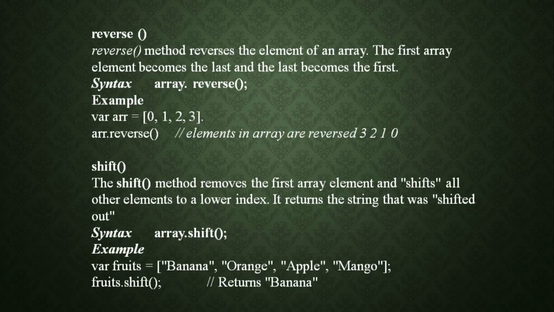Next method is reverse. Reverse method reverses the elements of an array. The first array element becomes the last and the last becomes first. If you observe the example 0, 1, 2, 3, by using the reverse function it becomes 3, 2, 1, 0.